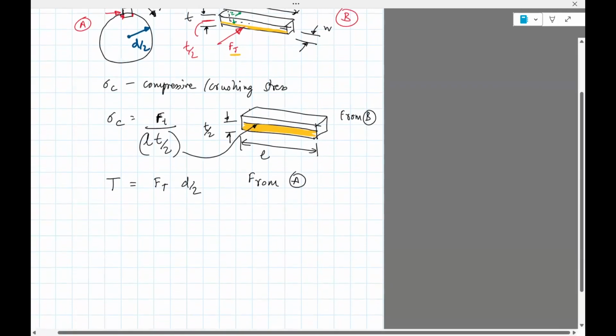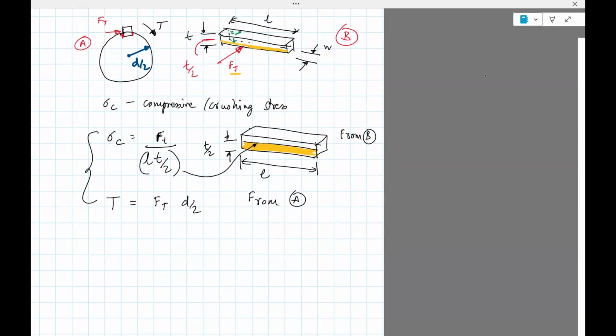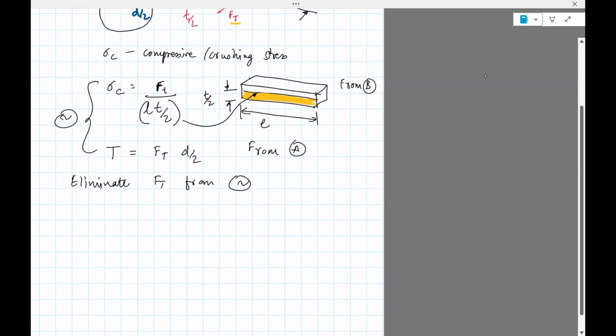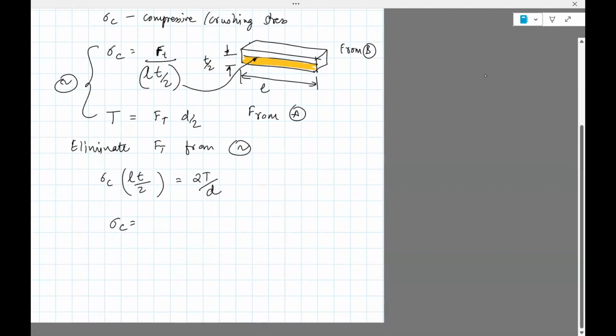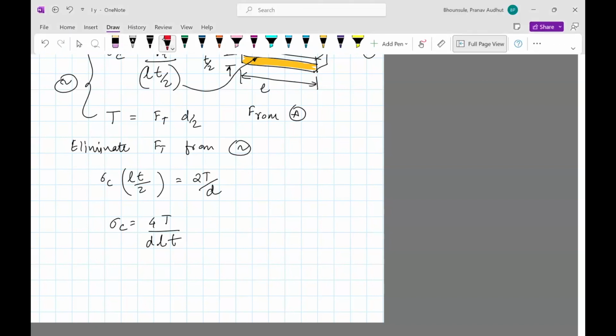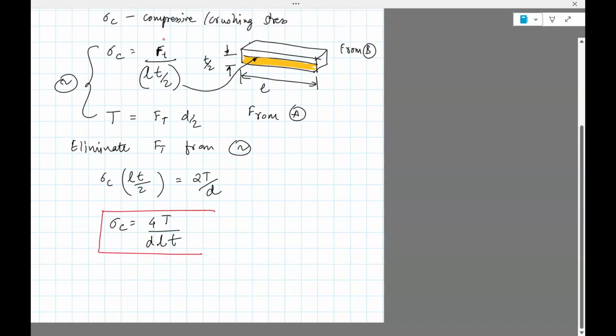Okay, so we have two expressions. Let's call them tilde. Eliminate Ft from tilde. So essentially move that up. Sigma C L t divided by 2 equals 2T divided by d. So solve for sigma C. It's 4T divided by d times L times t. So this is the formula for the crushing stress.